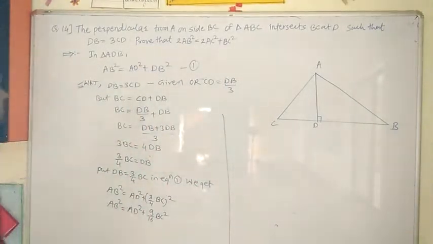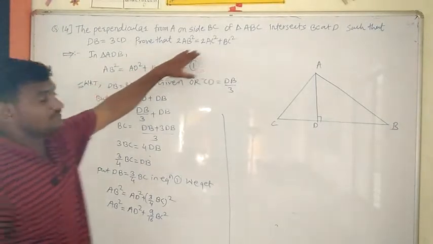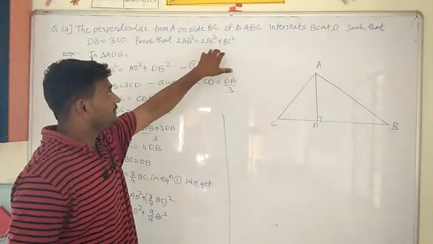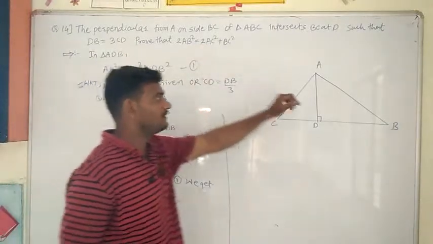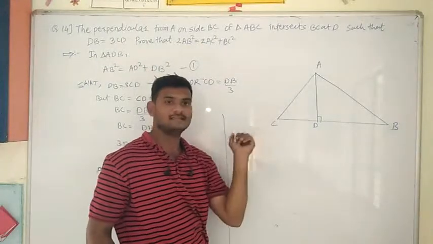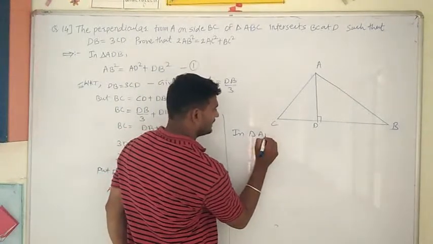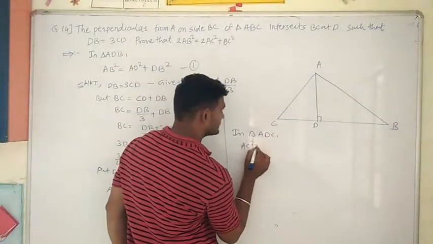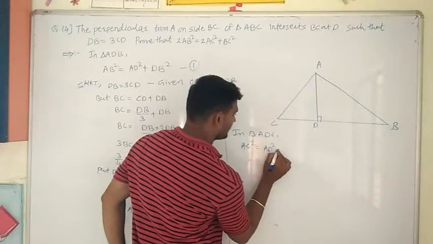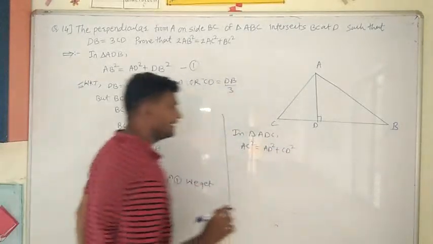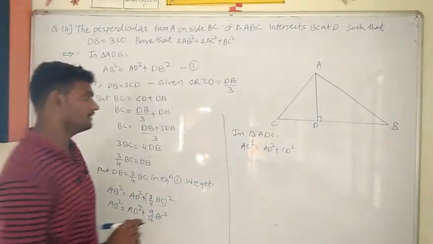And also what we want here is AC square. I will write the equation for AC square. In which triangle will we get AC square? See, in triangle ADC, can we get AC square? Yes. In triangle ADC, AC square is equal to AD square plus CD square. AD square plus CD square, we got here.